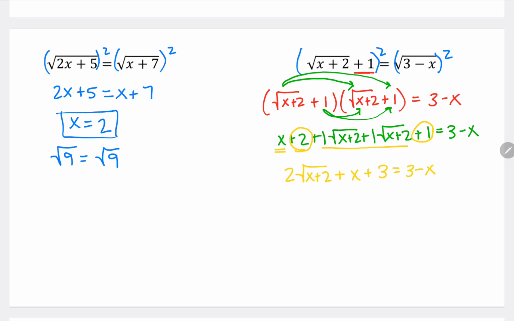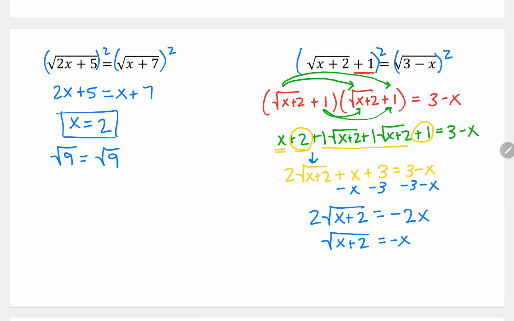And then we're going to solve like we did at the very beginning of these notes, where we need to isolate now the one radical that's left. This is our only radical left. We need to isolate that. So I'm going to start by subtracting this x and this 3 over. So I have 2 times the square root of x plus 2 equals negative 2x. Still not isolated. I need to divide both sides by 2.